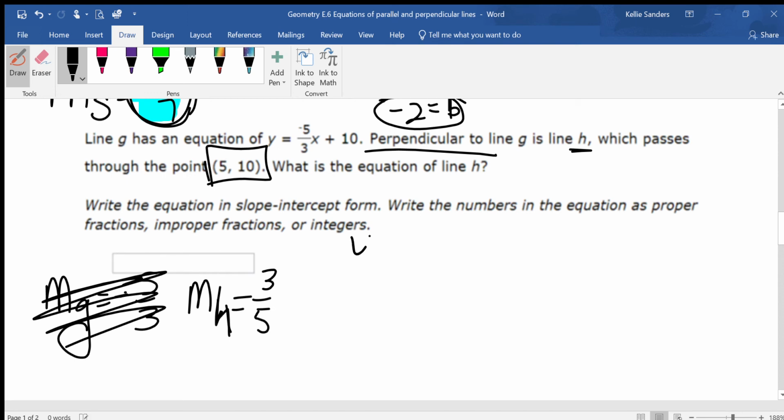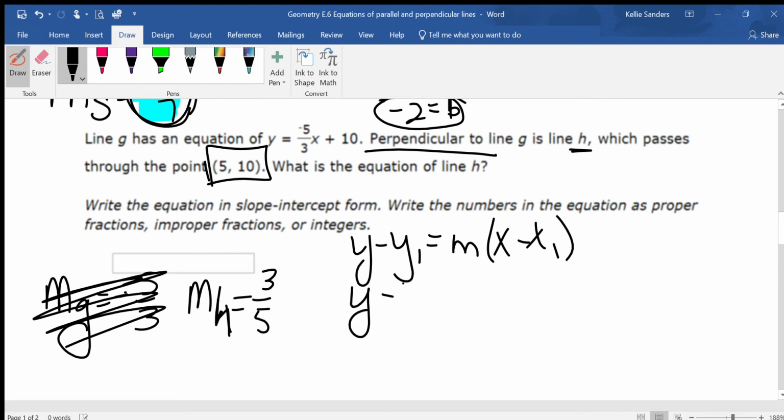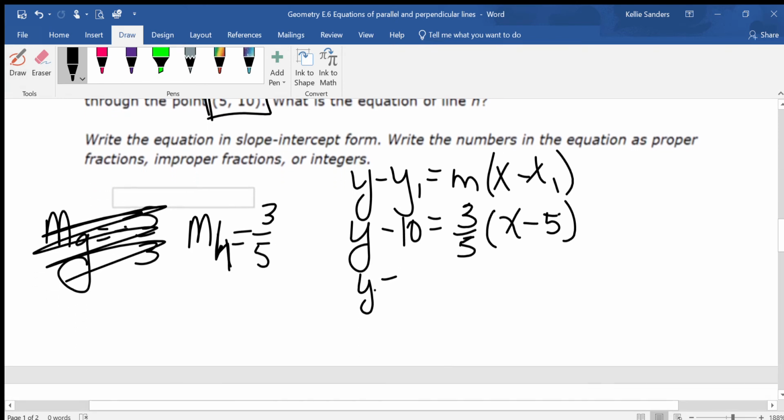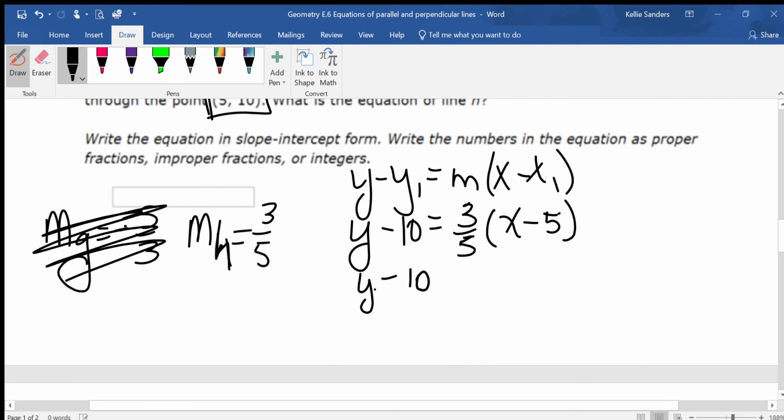Okay, so like I said, I'm going to alternate. y minus y1 equals m times x minus x1. So y minus our first y, which is 10, equals our slope, which is 3 over 5. Always parentheses, always x, minus our first x, which is 5. Y minus, just trying to give myself a little bit more room, y minus 10 equals, now, well, okay.